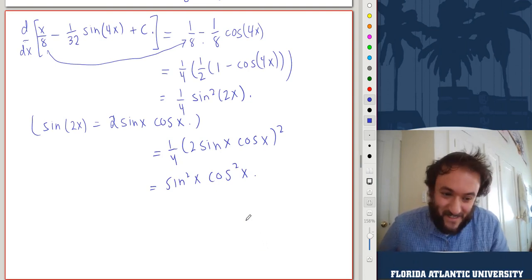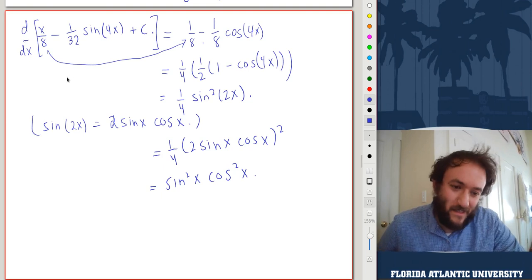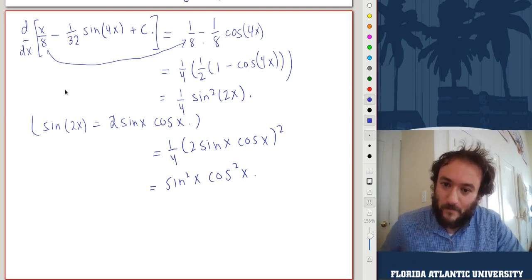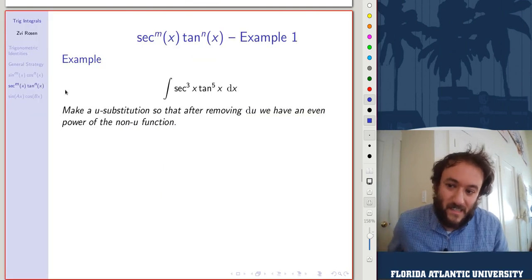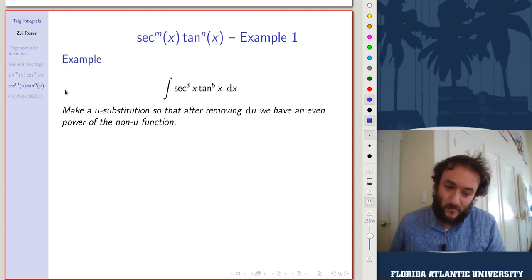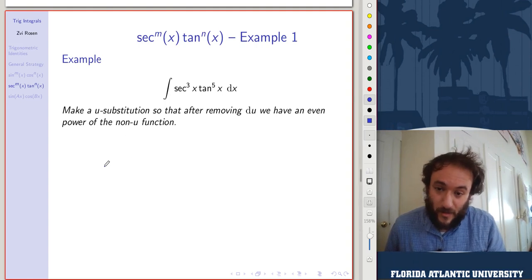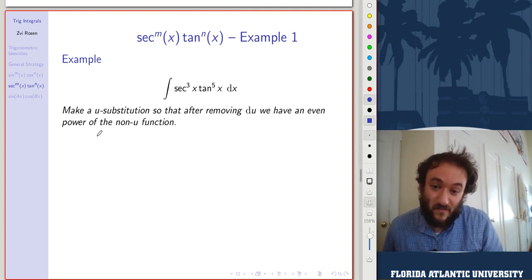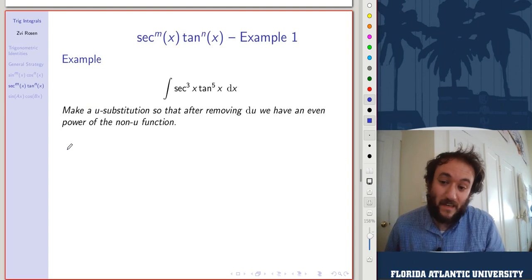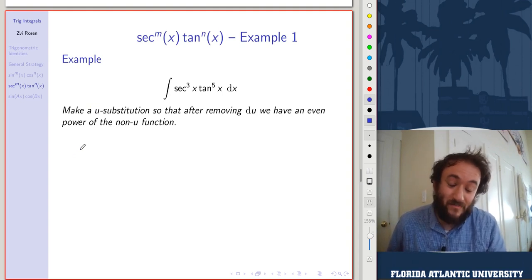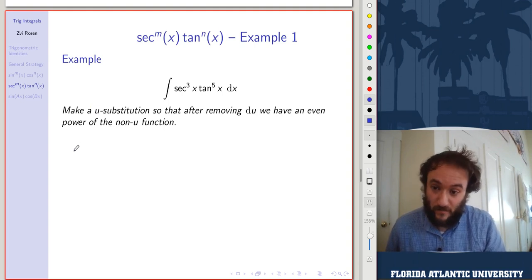Okay, great. So even though this function with the x over 8 looks maybe like it shouldn't be the integral of a trig function, it absolutely is. Okay, now let's get to secant and tan. So it's the same strategy, just with a different u and du. Okay, our example here is secant cubed x tan to the 5th x dx, and we want to make a u substitution so that after removing du, we have an even power of the non-u function.